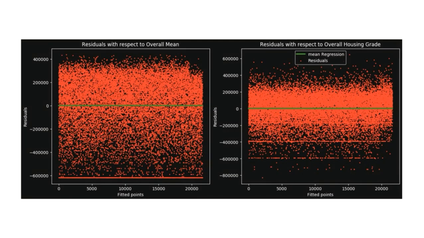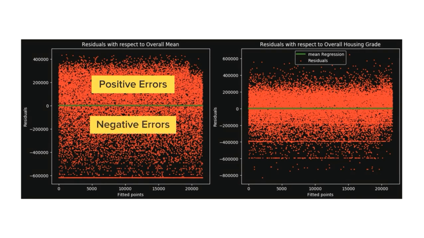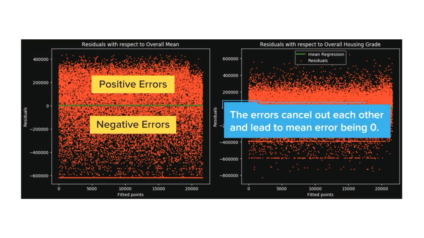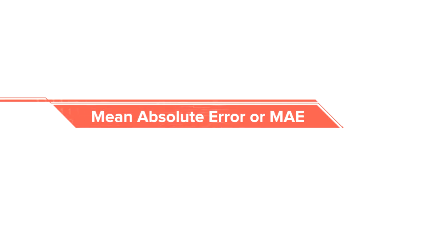Yes, that is because some of our errors are positive, meaning in some cases prediction is more than the actual, and some of our errors are negative, meaning in some cases prediction is less than the actual. And when you simply add these up, they cancel out each other and lead to mean error being 0, which is a misleading output. To correct for this, we use something called mean absolute error, or MAE. So let's discuss MAE now.